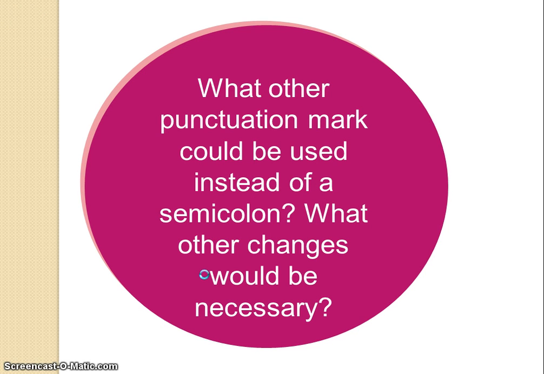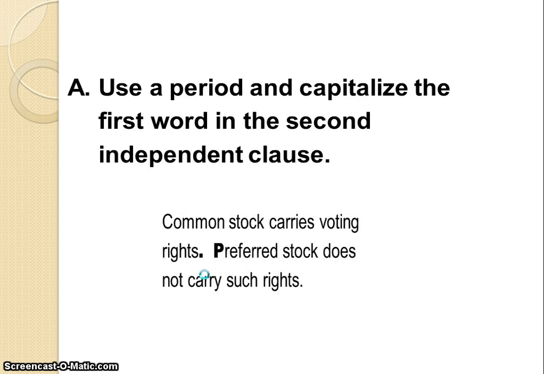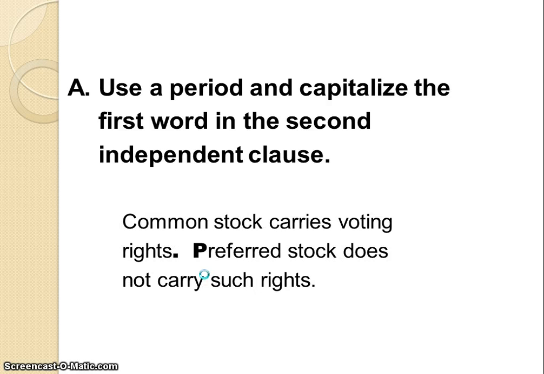What other punctuation mark could be used instead of a semicolon? And what other changes would be necessary? Well, we could use a period at the end of the first independent clause and then capitalize the first word in the second independent clause. So we could say common stock carries rights, put our period in there, and then have another sentence. That's another way we could fix that previous sentence.